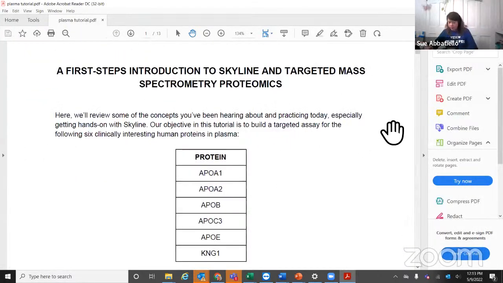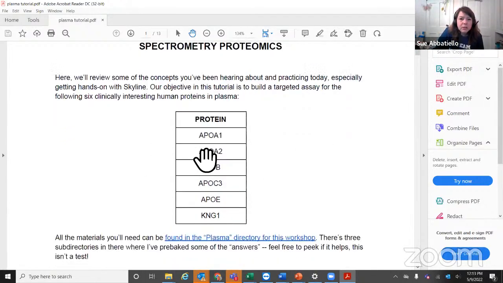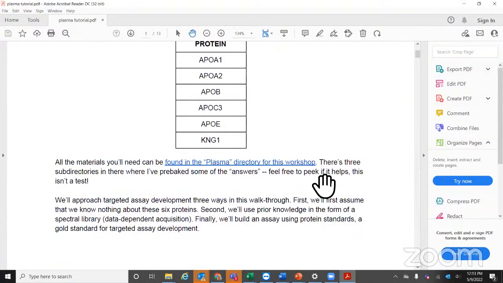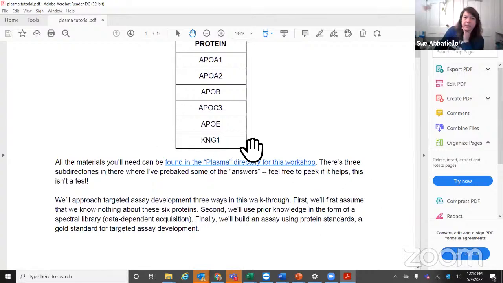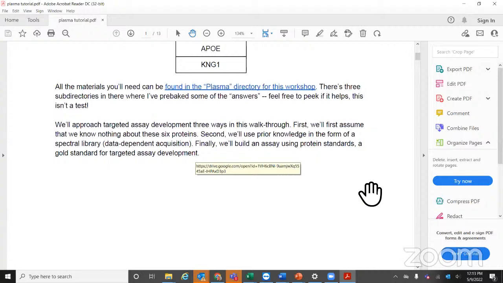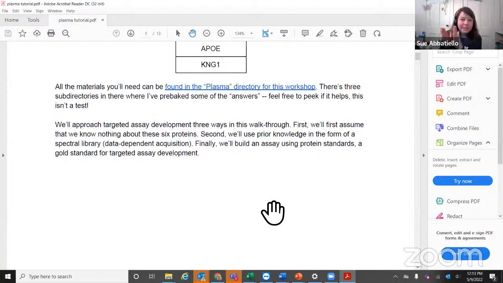So here, just to walk through, well, let's go back. The idea here is we've got 6 proteins that we're going to be looking at, and all of the materials you need are in this plasma directory for this workshop. Lindsay, you made this tutorial up, right? Correct. Thank you. Everybody thank Lindsay.